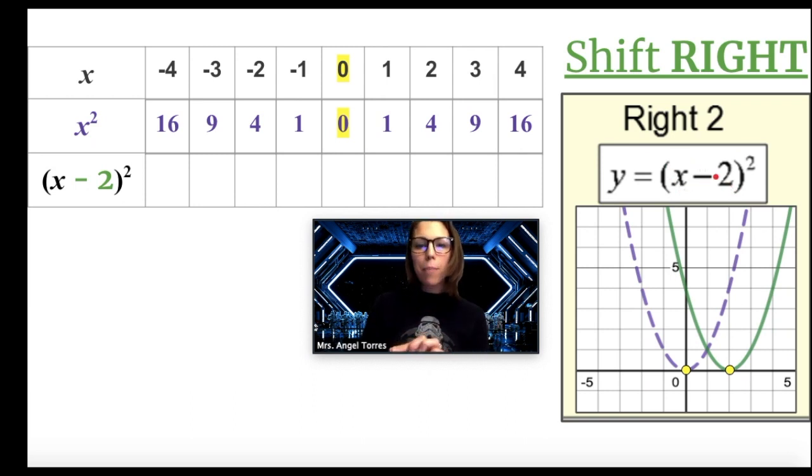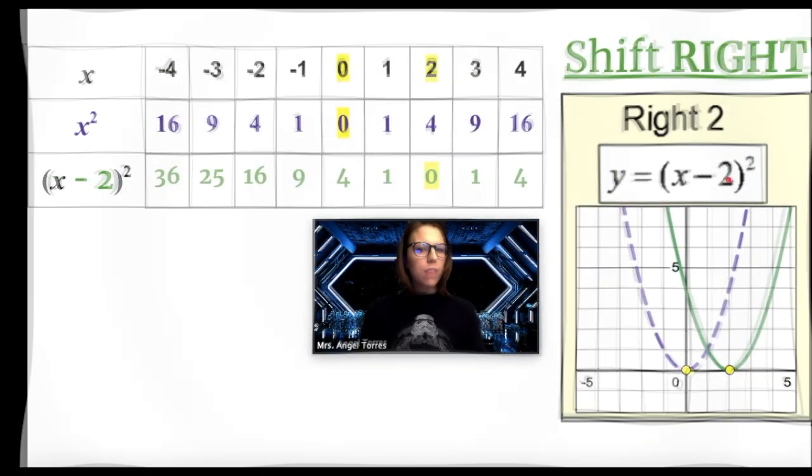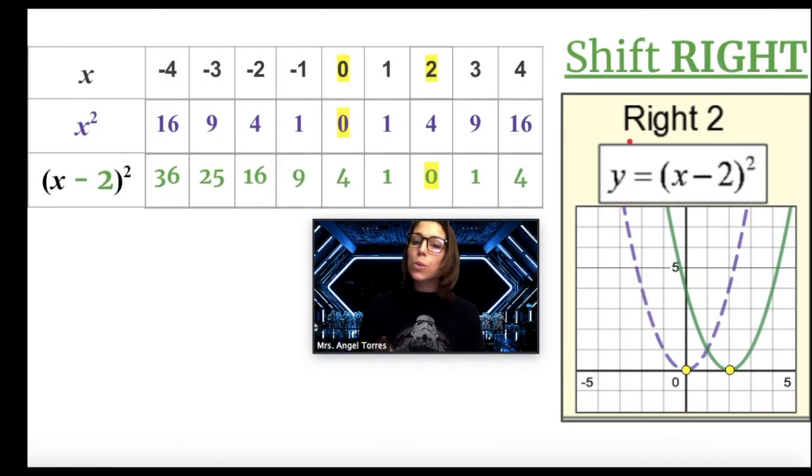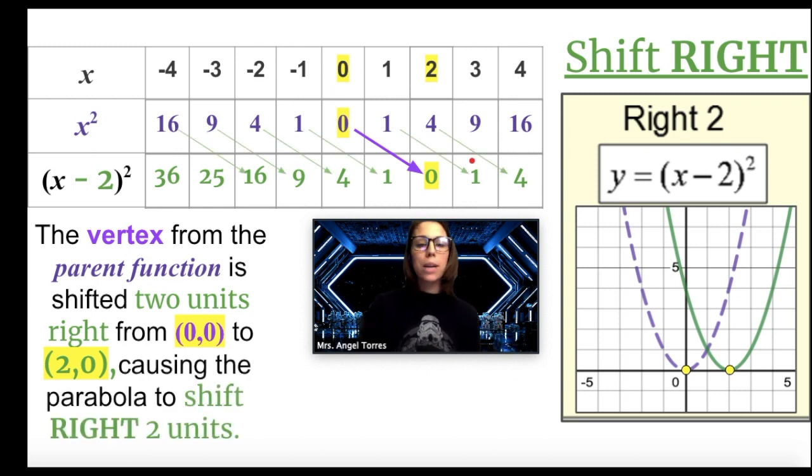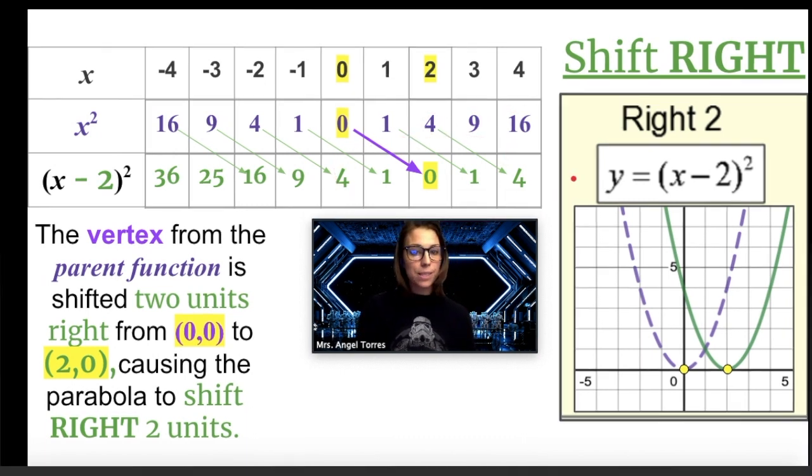So what minus 2 is 0? That would be positive 2. So what's happening here is our vertex has shifted from 0, 0 to 2, 0. And because that vertex shifted, every other point shifted along with it. So now we have a new set of inputs producing the same unique outputs.